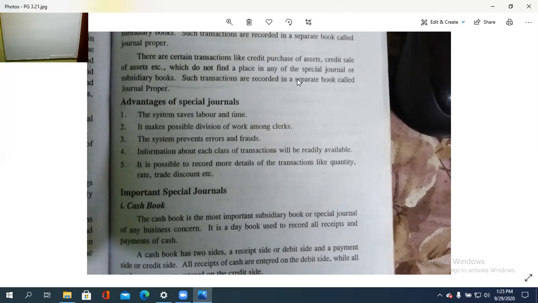That is why it is to be subdivided, to save the time and the effort also. Okay, so the labor and time is saved. It makes possible division of work among clerks.